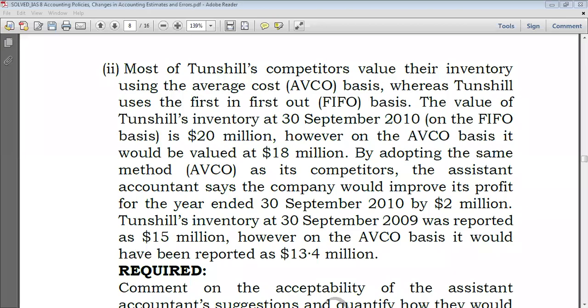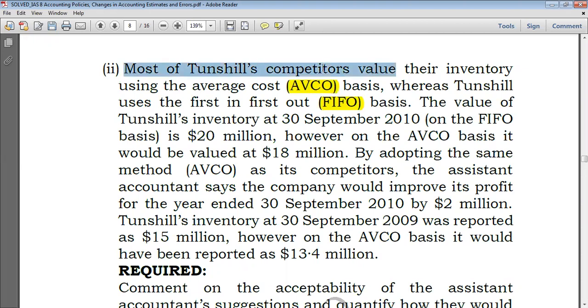All right, guys, let's take a look at an IAS 8 example on changes in accounting policies. We said that changes in accounting policies include changes in measurement basis, like changing inventory valuation from FIFO to AVCO or AVCO to FIFO. And this question deals with this. You see, we have AVCO here and we have FIFO here. So this is actually a change in accounting policy.